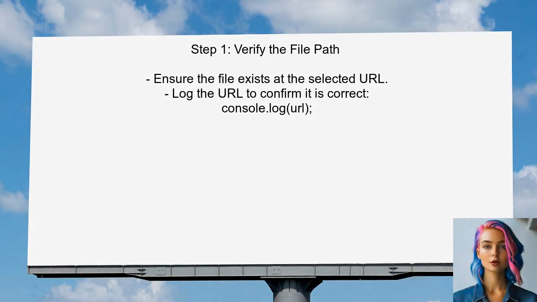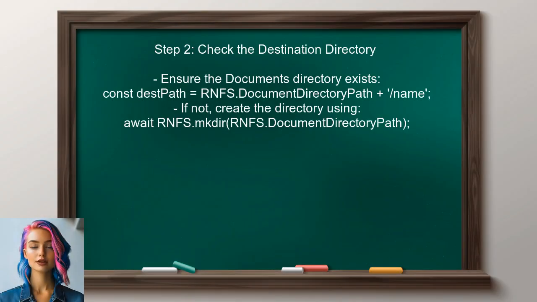To begin resolving the user's issue, we need to ensure that the file path is correct. The user should check if the file selected from the document picker is valid and exists before attempting to move it. Next, the user should confirm that the destination directory exists. In this case, the documents directory must be available. If it doesn't exist, the user will need to create it.